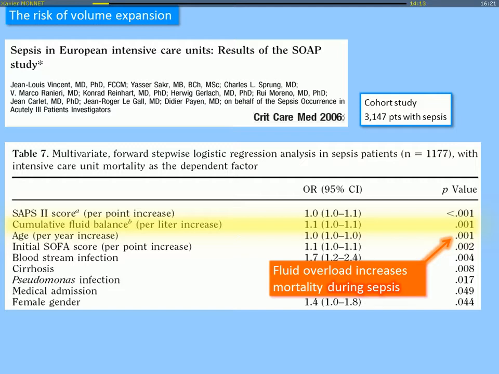Among many studies, just a few slides. You know the large SOAP cohort, more than 3,000 patients, with this result of multivariate analysis. The cumulative fluid balance independently predicted mortality in this large population of septic patients. Fluid overload increases mortality during sepsis, and we should avoid fluid overload.